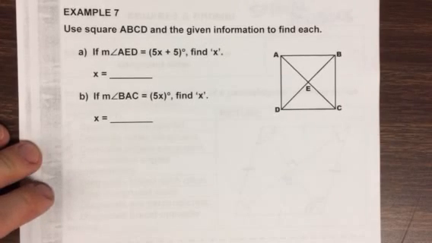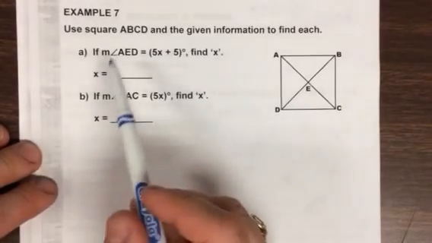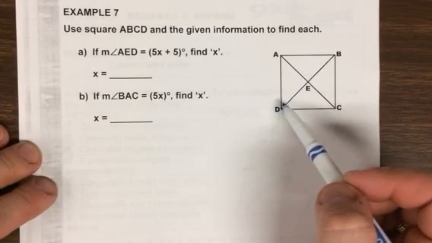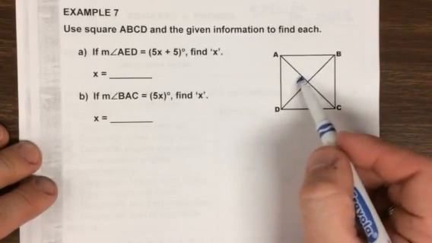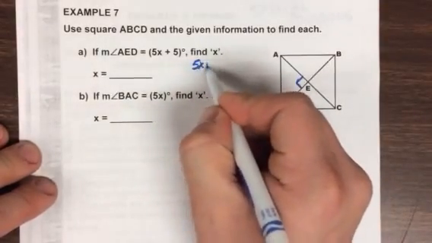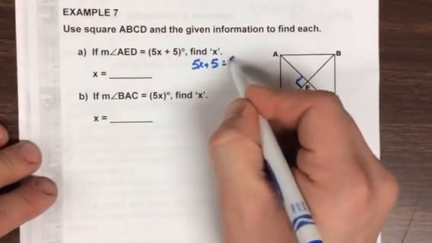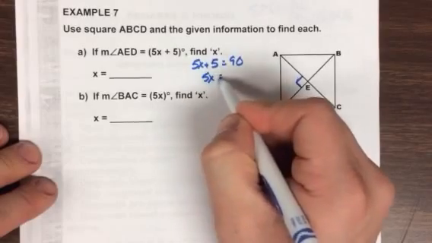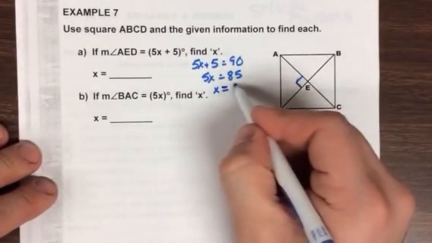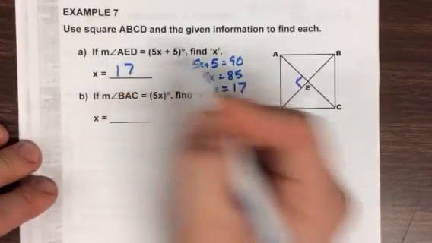Example number 7, use square ABCD and the given information to find each. The measure of angle AED is 5x plus 5. Find x. Well, AED is a 90-degree angle. So 5x plus 5 equals 90, or 5x equals 85. X would have to be 17.